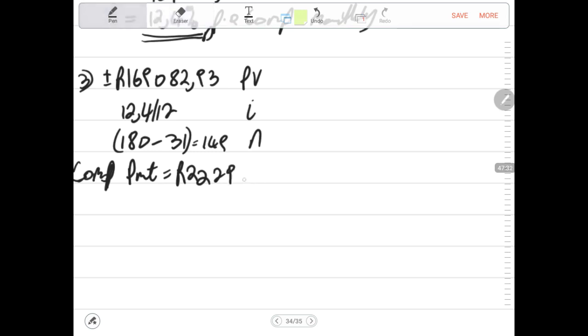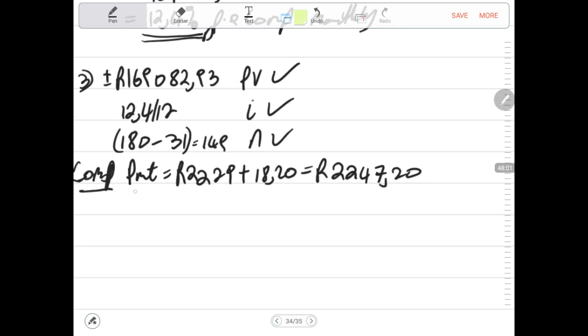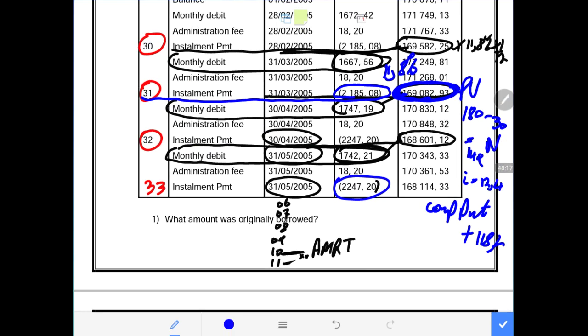Obviously this is 229. So now what I do, I don't touch my calculator. Remember, I said compute PMT, I get this amount immediately. I say plus 18 rand 20 cents equals, don't clear anything. How much do I get? I get 2,247.20. In other words, you say plus minus PMT, you punch interest, you punch N, you say compute PMT, then you get this amount. After that you say plus 18 rand 20, then PMT plus 18 rand 20 equals 2,247 rand 20 cents.